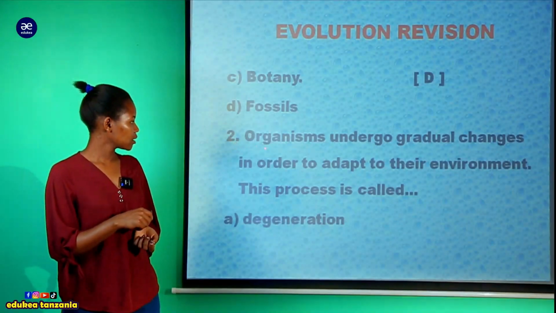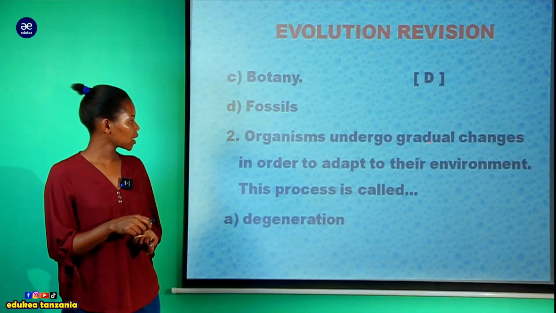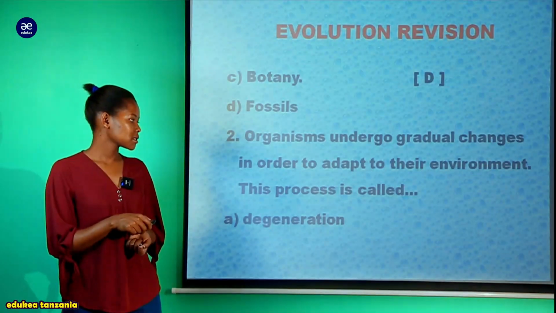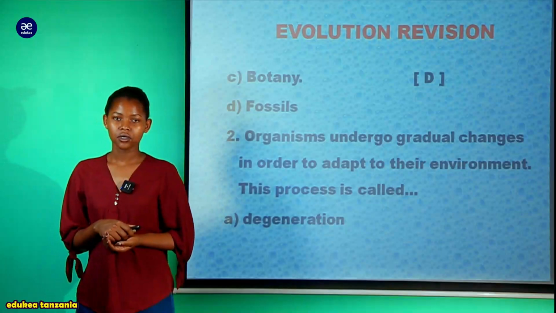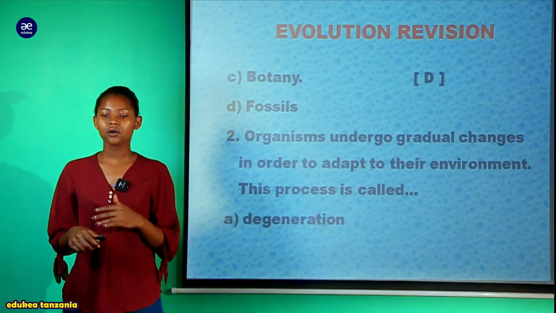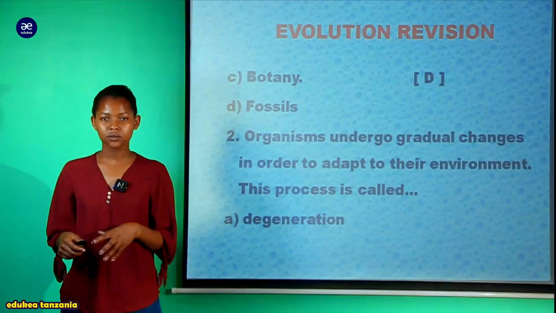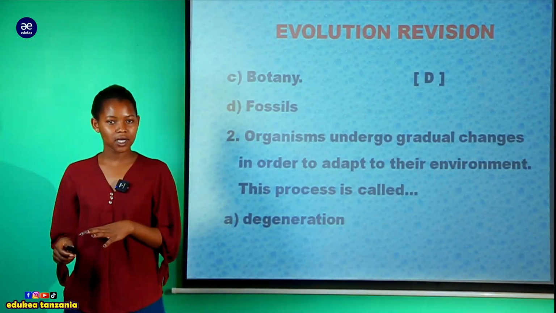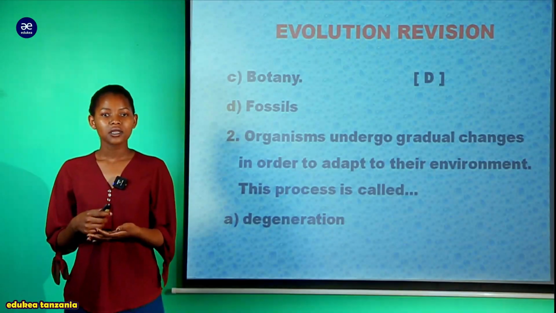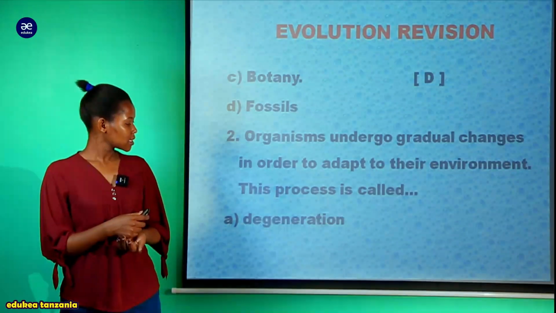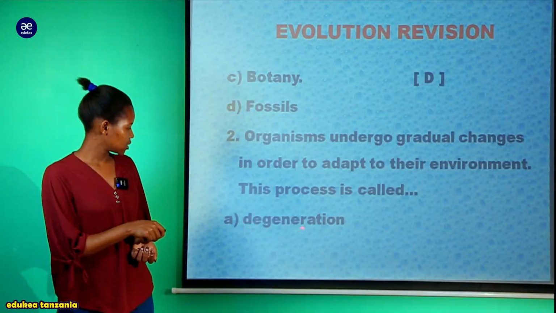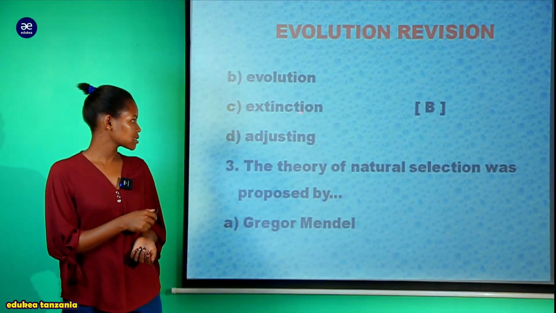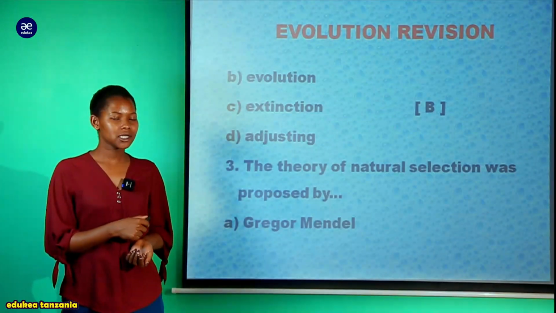As you can see, organisms undergo gradual changes in order to adapt to their environment. This process is called a dash dash. Thus, organisms undergo gradual changes in order to adapt to their environment, and that process of undergoing gradual changes is referred to as dash dash. That is all about question number 2. Let's take a look at the choices. A is degeneration, B is evolution, C is extinction, and D is adjusting.